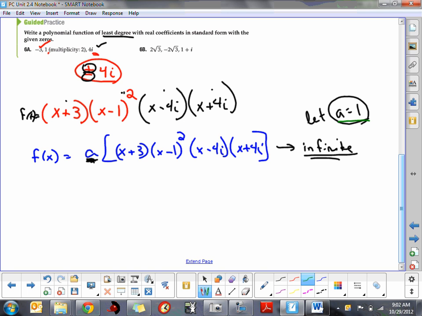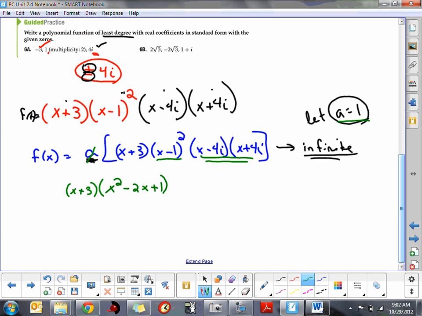Because a is 1, I'm going to forget about it for a little bit, and now we've got this task of multiplying all these numbers together. So I'm going to attack that x minus 1 squared first. I'm going to leave the x plus 3 here. The x minus 1 squared gives me x squared minus 2x plus 1. And then I'm going to attack these two next. We can multiply in any order that we want.